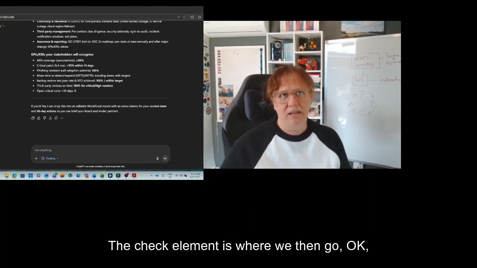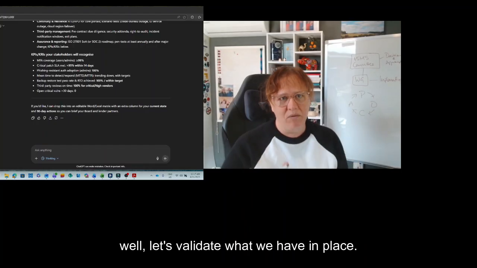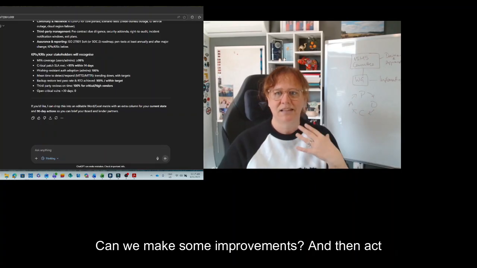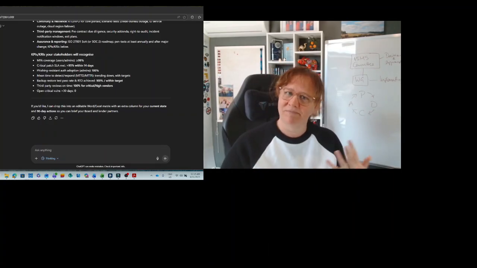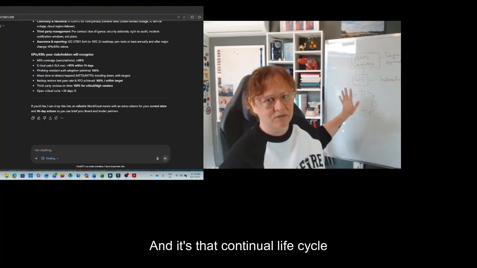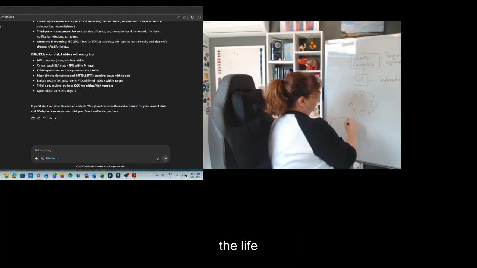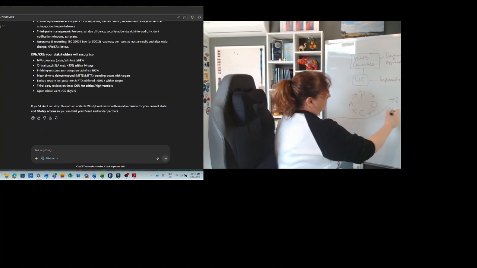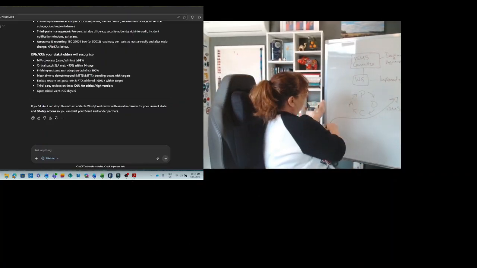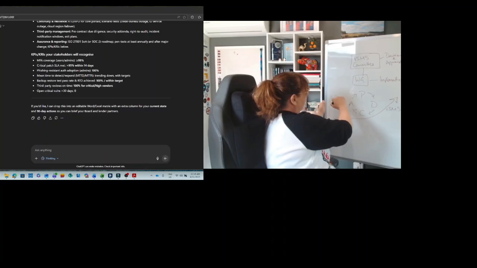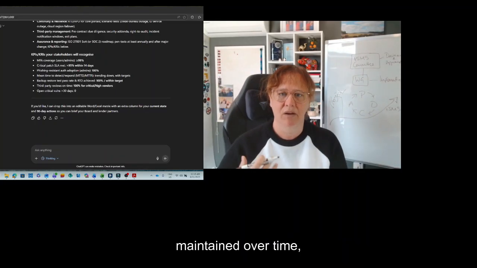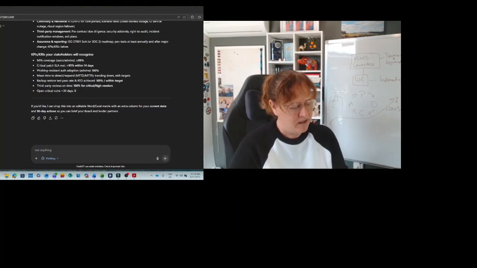The check element is where we then go, okay, well, let's validate what we have in place. Is it appropriate? Can we make some improvements? And then act is then improving on those activities and taking action. And it's that continual life cycle throughout the life of your ISMS. So we've got to start somewhere, okay? So this initial bit can be a project, but the whole program itself needs to be maintained over time, hence continual improvement.